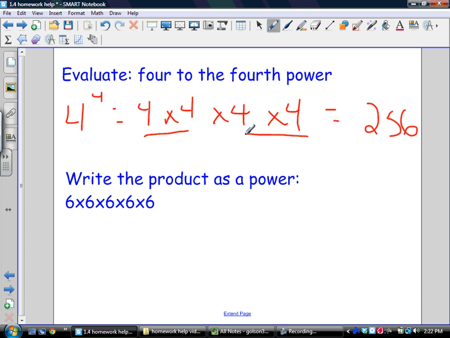Okay, another type of problem we might see is where it says write the product as a power. Now this is actually really easy. They want us to write the power, so all we have to do is figure out what the base is and what the exponent is. Well, this is pretty easy. When I see all these 6's multiplied, I know that's my base. Then to get my exponent, I just have to figure out how many are being multiplied, so I just count them up. I'm going to count 1, 2, 3, 4, 5 of them. So the power, or the exponent, is going to be 5. So 6 to the 5th power.